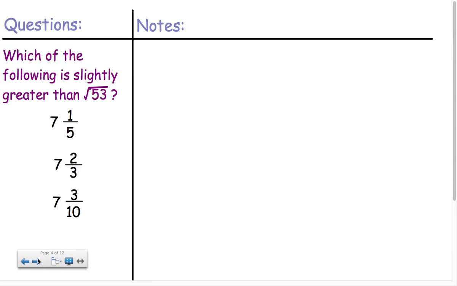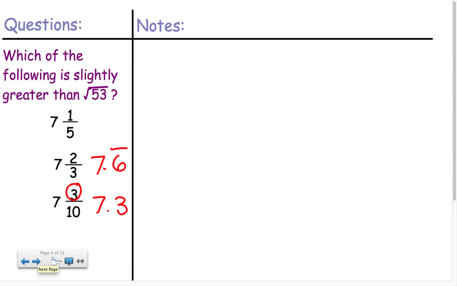Alright, which of the following is slightly greater than the square root of 53? Now, if you look at our answer choices here, they're all as fractions. But today we are approximating using decimals. So the first thing I'm going to do is turn all of these fractions into decimals to help me solve this problem. So 7 and 1/5, that one you might not know on your own. So let's skip to 7 and 2/3. By this point, you should have those memorized. 2/3 is 0.6 repeating, 1/3 is 0.3 repeating. 3/10, anything over 10, you just take the top number, so it'd be 7.3.